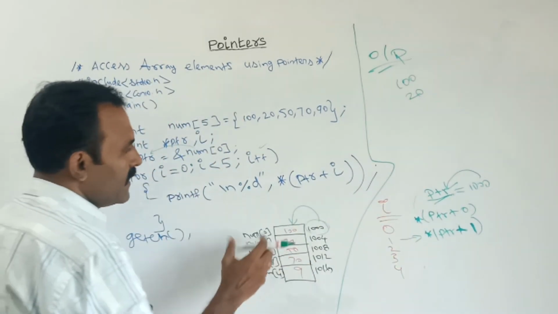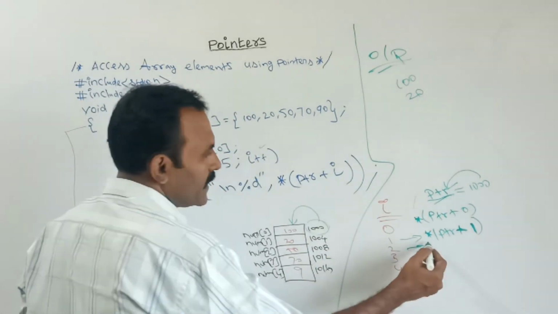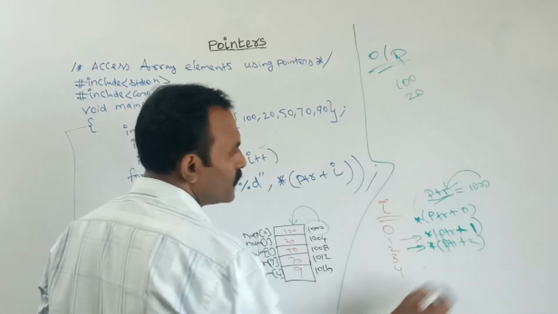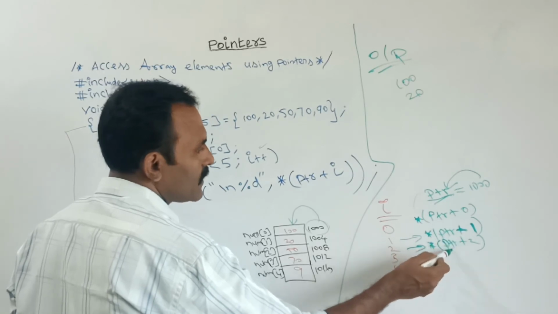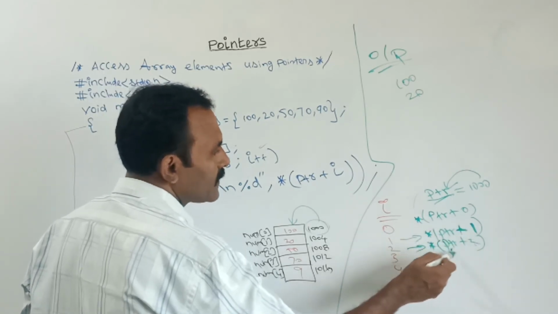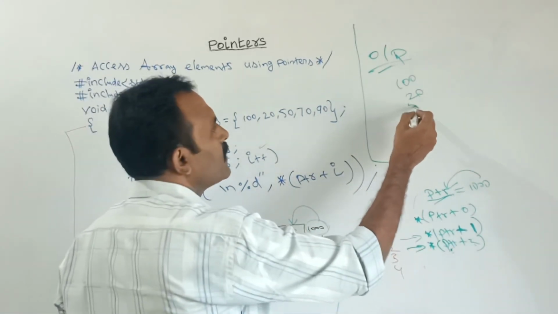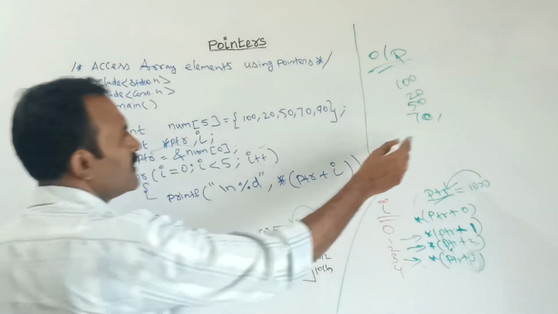Next, the I value is now 2. So the value at pointer variable plus 2. The pointer variable address is 1000. 1000 plus 2 into 4, 8, gives 1008. So what is the value at 1008? That element is 50. In a similar way, all the values will be printed.